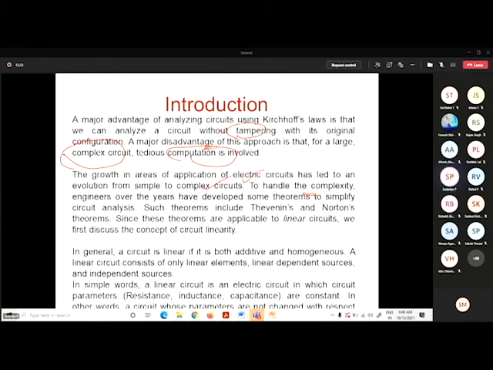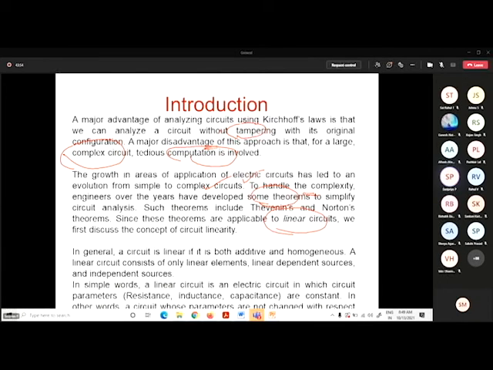To handle this, we have some theorems, circuit theorems, which can be applied to solve a network and simplify the circuit analysis. Generally all these theorems are applicable only to linear networks or linear circuits. There are so many theorems available, but as far as our syllabus is concerned, we are going to discuss only the maximum power transfer theorem.